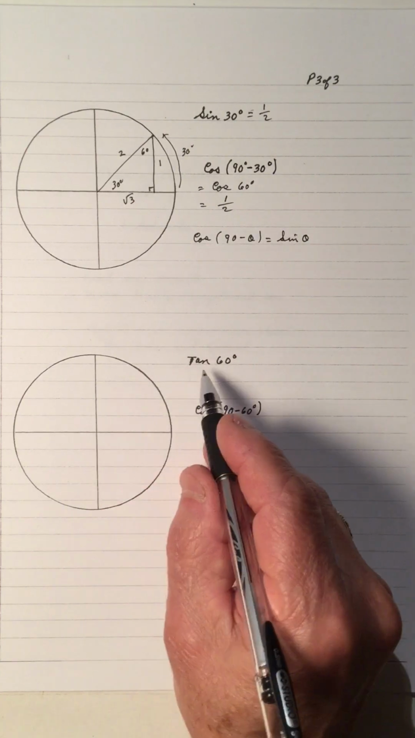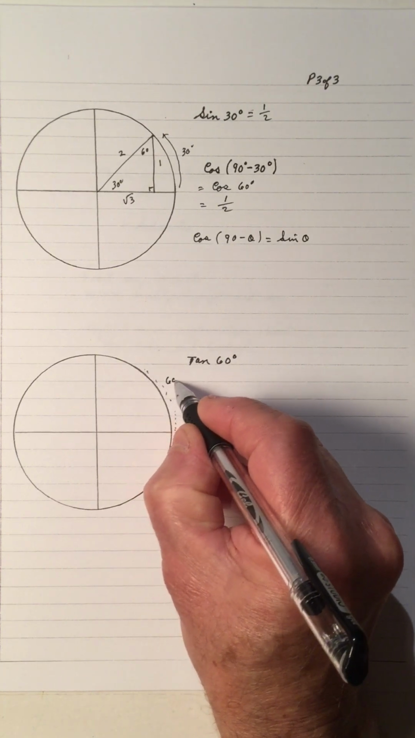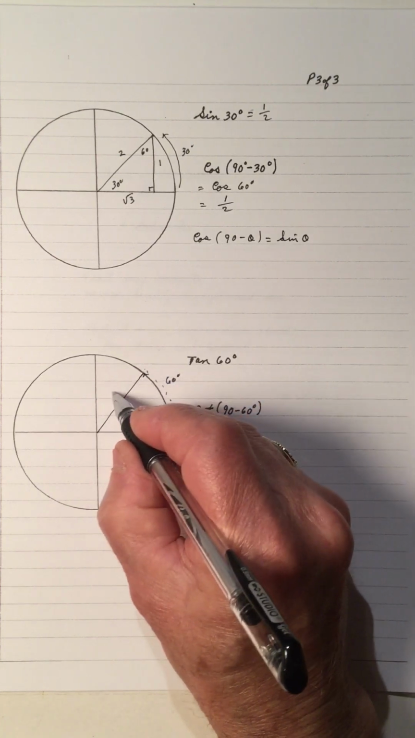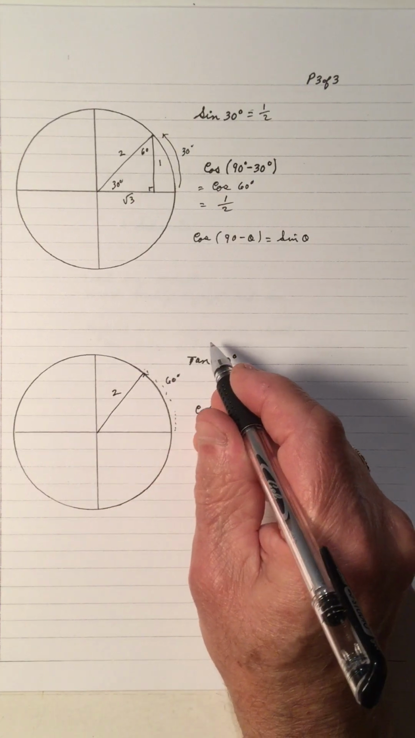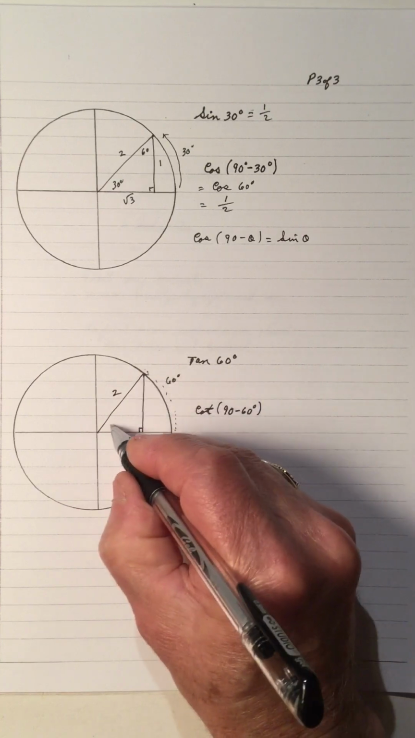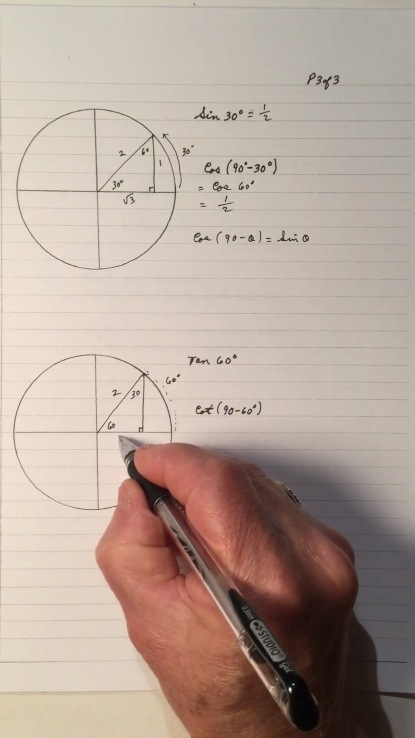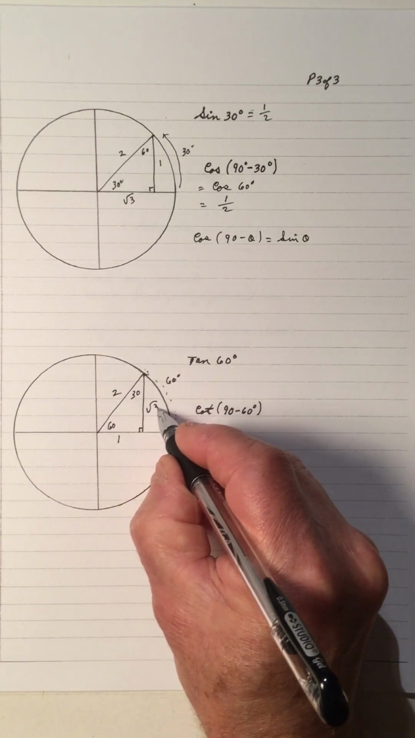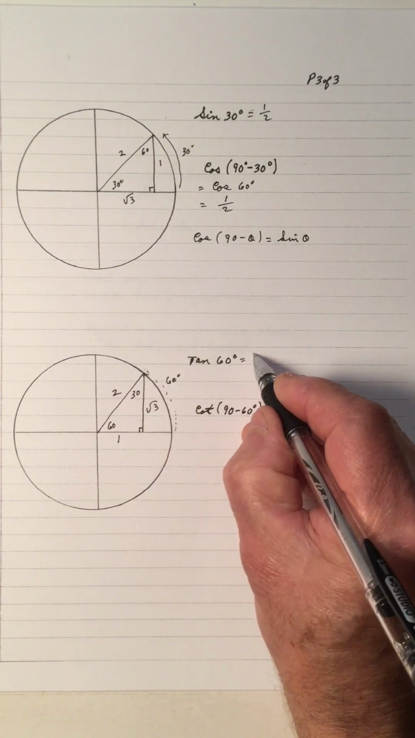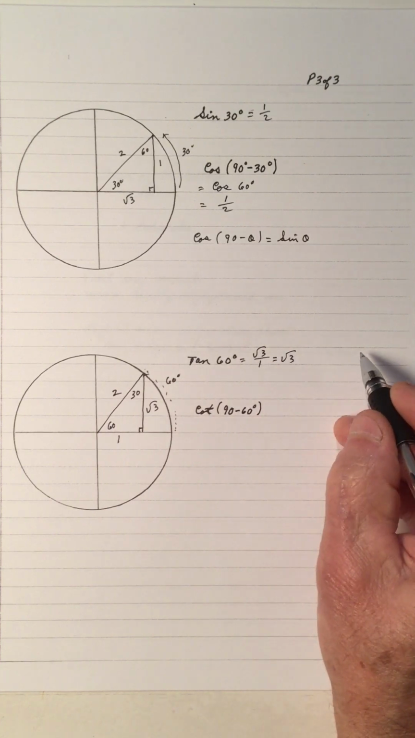And what about a 60-degree rotation? A 60-degree rotation is right here. We draw a terminal arm, make the hypotenuse of this circle 2, and drop a perpendicular. The central angle is 60, this angle is 30, and this is 90. Opposite 30 is 1. Opposite 60 is root 3. So tan of 60 is opposite, root 3, over adjacent, 1. So that's root 3.